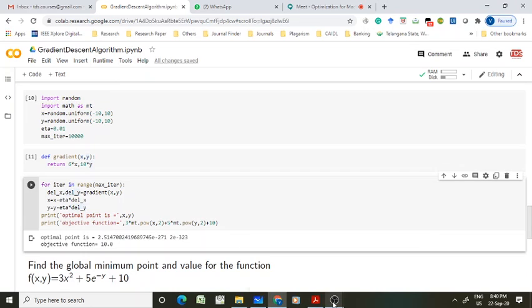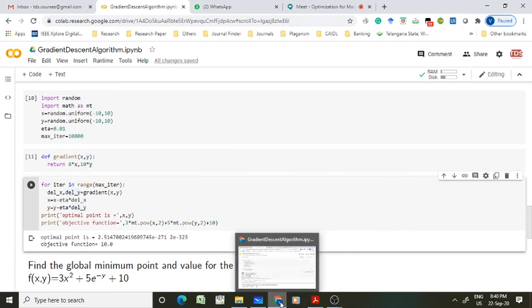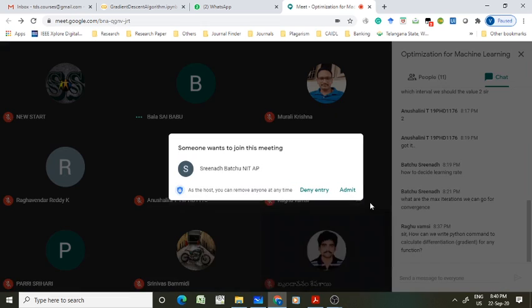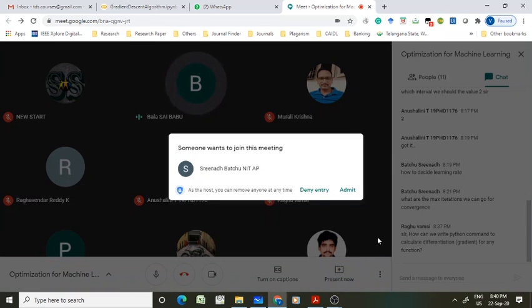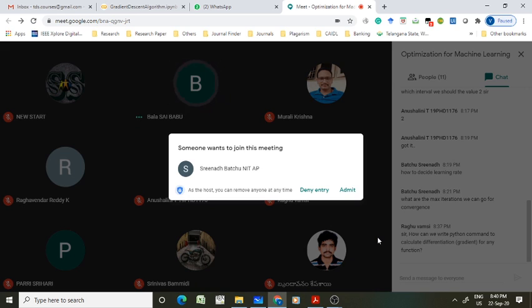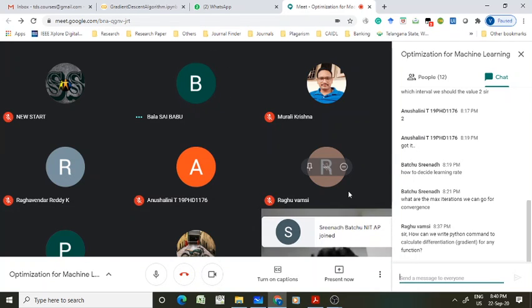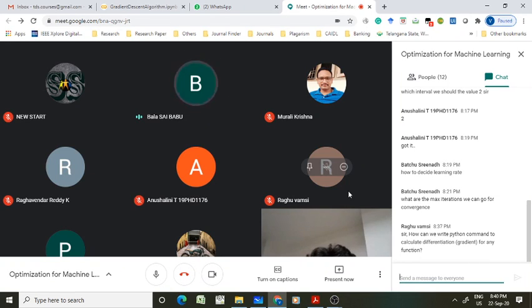Sir, one small doubt. Actually, while selecting the step rate, we have taken minus theta into gradient. That negative sign is because if our slope is positive, we are trying to move the point toward the negative slope side. But while writing the program, we don't know whether the slope is positive or negative. That's why I'm taking the minus sign. If it is negative, then minus into minus becomes positive. If it is positive, minus into positive will be negative. That's why I'm taking negative.